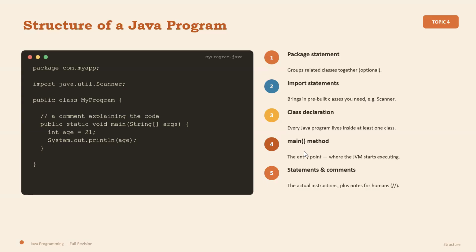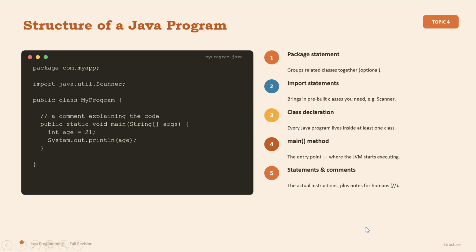So think of the main method as a front door of a house. So if someone wants to enter the house, they use the front door. Similarly, when Java wants to start a program, it enters through the main method. So here, this is a main method, public static void main. So program execution starts from the main method.